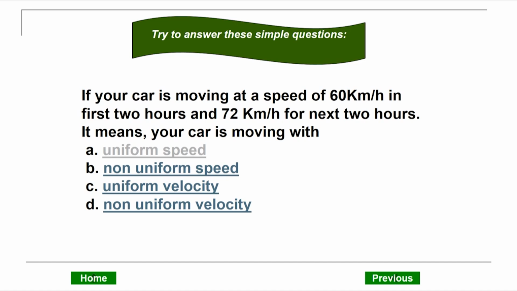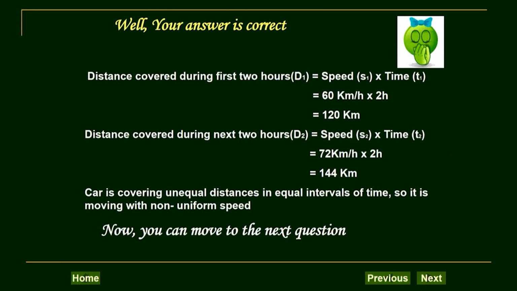Let us say the option is B, non-uniform speed. Now the feedback is presented to the student. It is stated, well, your answer is correct.